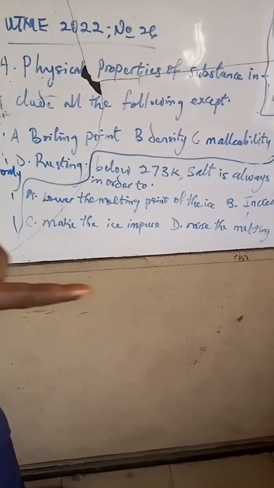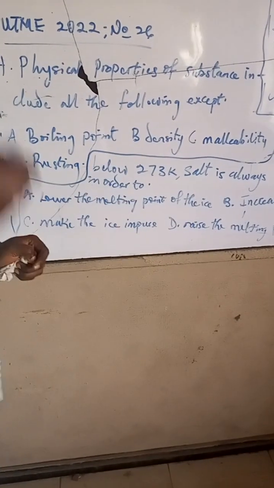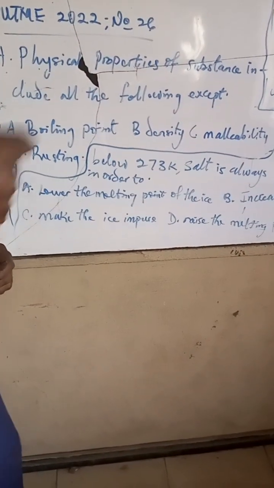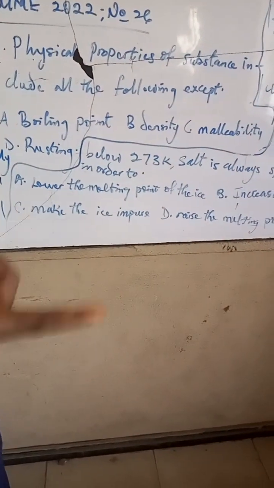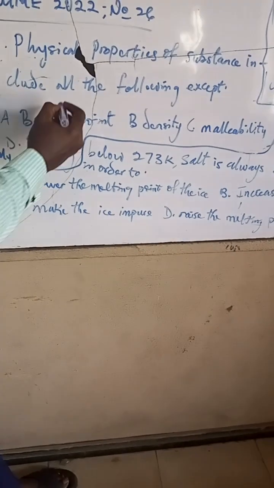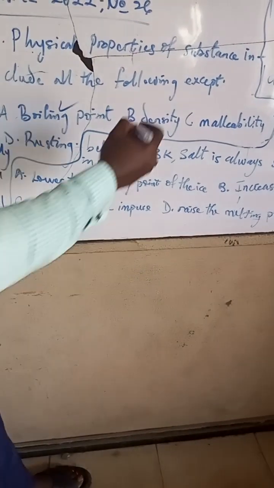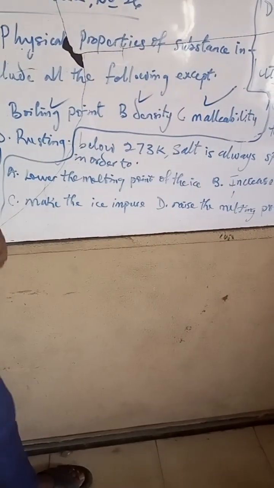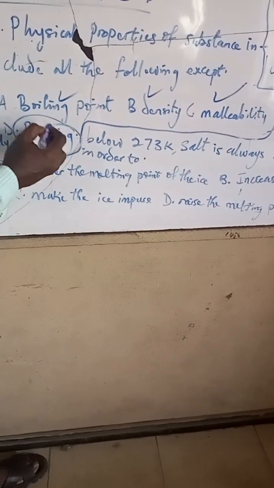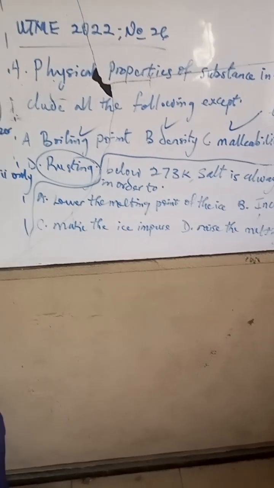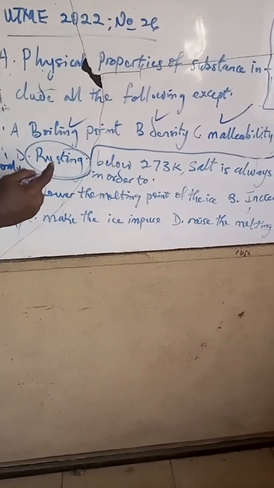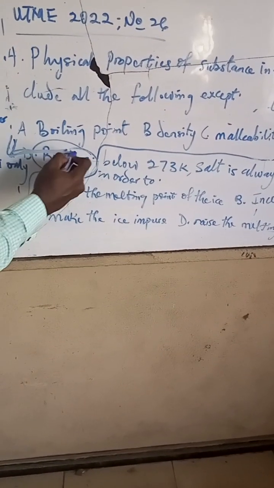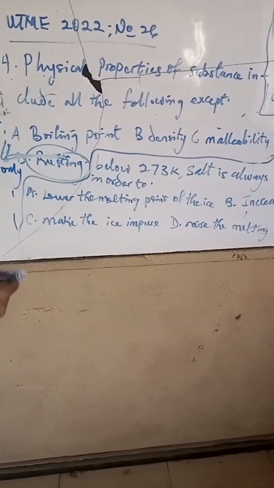And I told you when I gave you the meaning of physical change. I said physical change is a change that can easily be reversed, in which no new substance is formed. And I gave you examples. Boiling is an example of physical change. Density is an example of physical change. Malleability is an example of physical change. Rusting is an example of chemical change. The one that is not physical change is rusting. Therefore, the answer is rusting. It's an example of chemical change, not physical change.